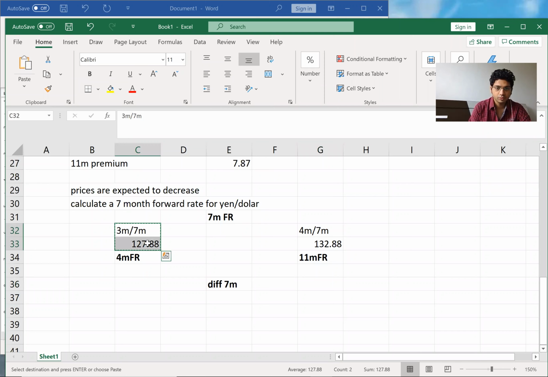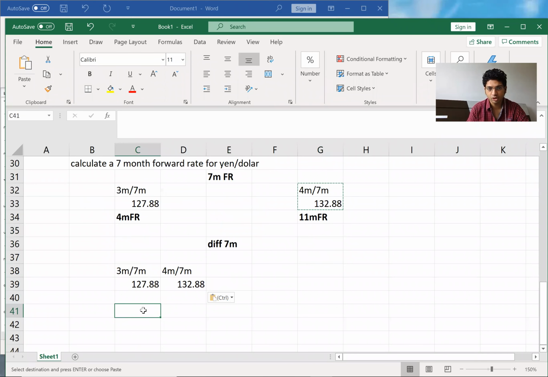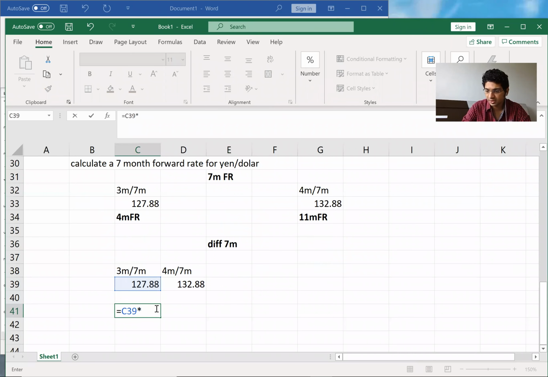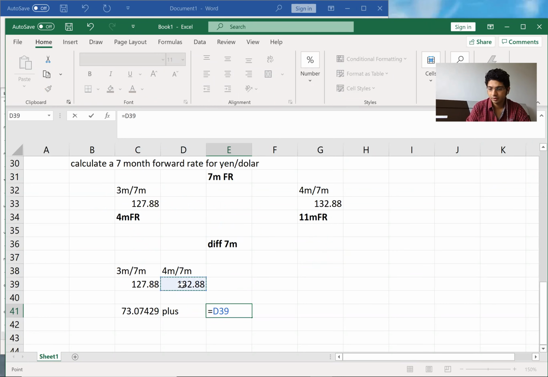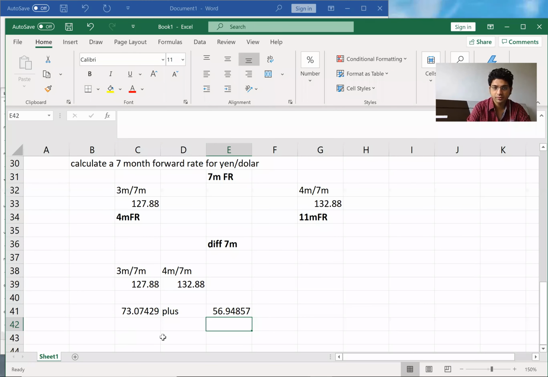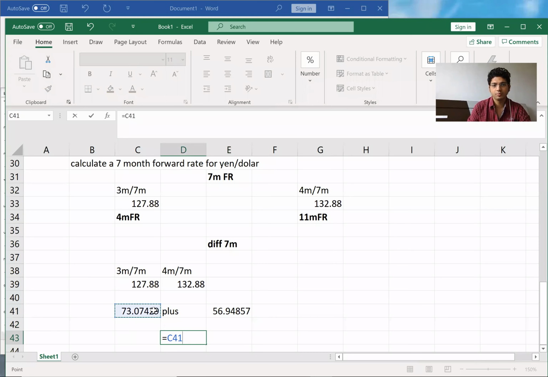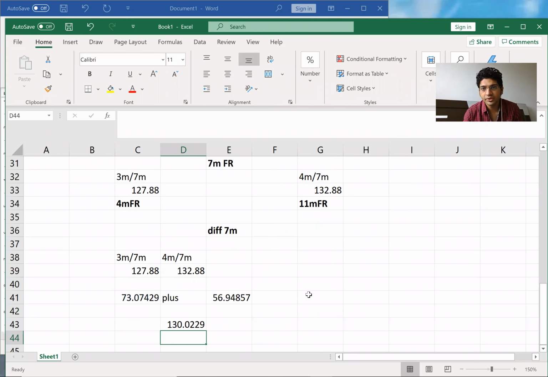Now just cross multiply them to get the mid rate. This is simple mathematics. I want a mid rate, so I'll cross multiply. So that will be 127.88 into 4 by 7 plus 132.88 into 3 by 7. Add it up, so that will be this amount plus this amount. 130.02 is the correct answer.